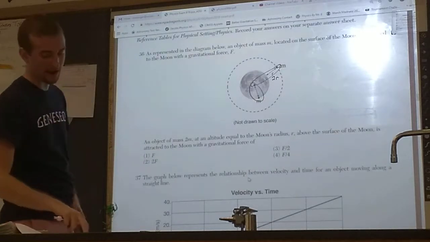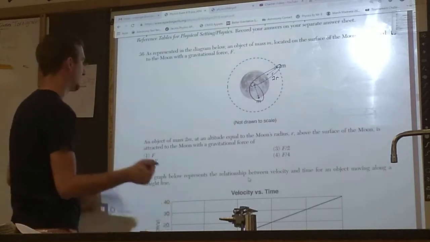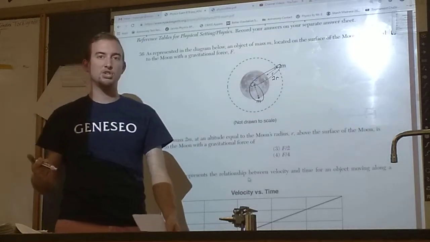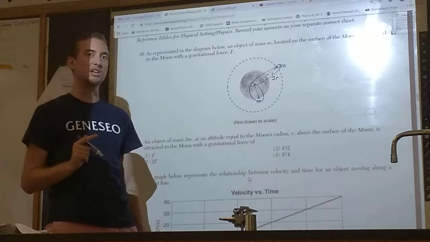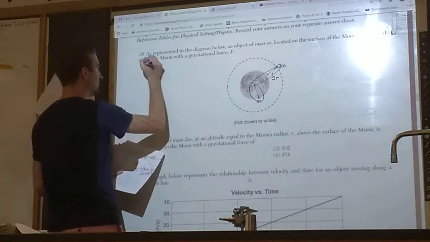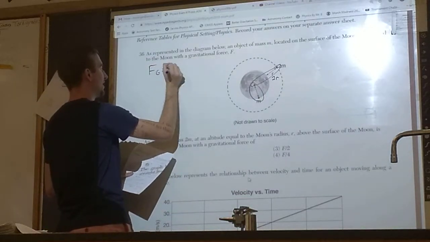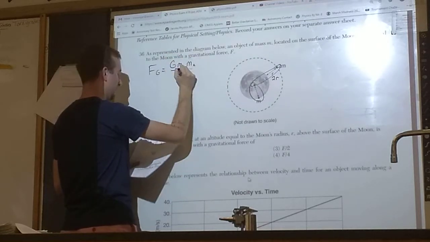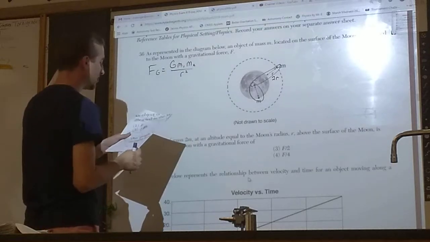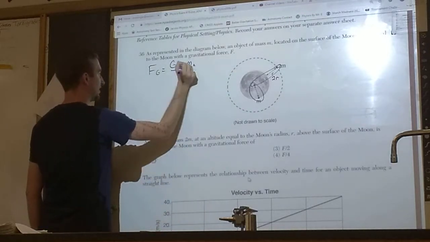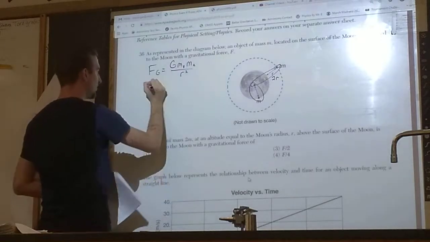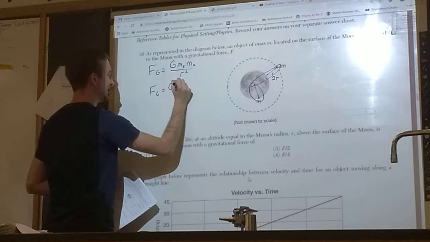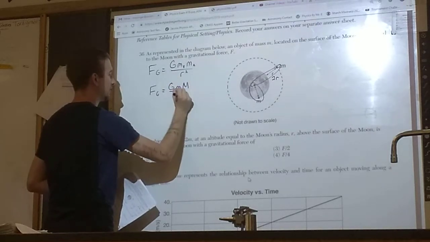I'm going to show you how I prefer to do this question. Okay? It's a gravitation question. We cannot just use Fg equals mg here because we do not know little g for the moon. However, we do have some recourse. We do know this equation. Fg equals G m1 m2 over r squared. And I'm going to change this up just a little bit. Instead of m1 and m2, I'm going to do this. Fg equals G little m big M over r squared.